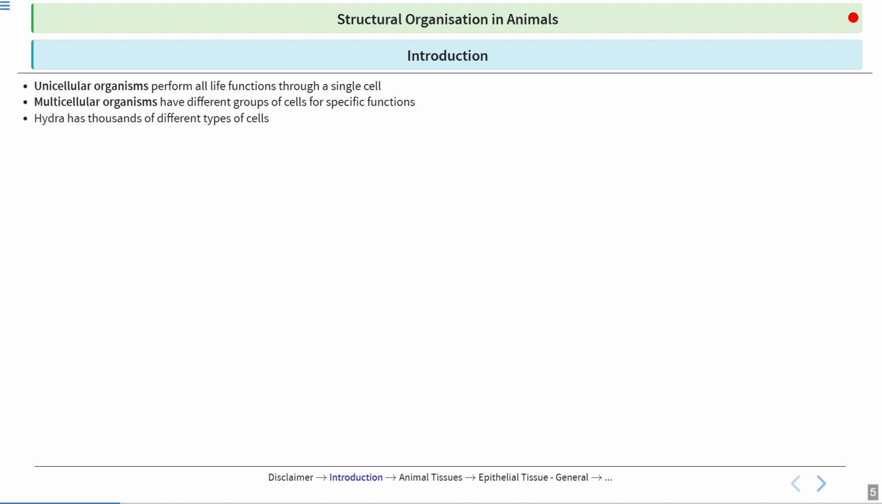Hydra has thousands of different types of cells. So this is one of the examples of a multicellular organism. The human body contains billions of cells. Another example, the human body, right? We have not only tissue level organization, but also organ system level of organization. We have different types of systems in our body: circulatory system, respiratory system, digestive system, skeletal system, muscular system, and reproductive system, right?